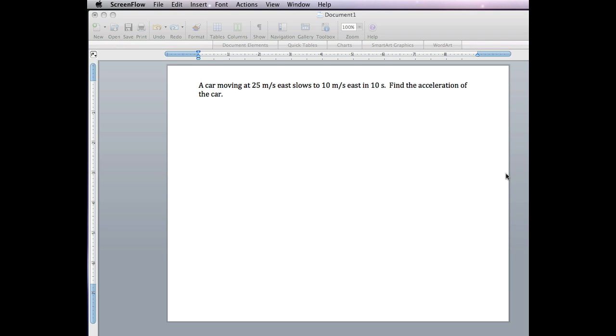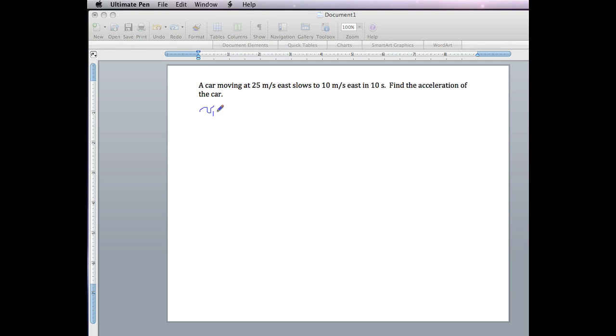This is a screencast showing how to calculate acceleration. A car moving at 25 meters per second east slows to 10 meters per second east in 10 seconds. Find the acceleration of the car. First thing we should do is to list what's given in the problem.